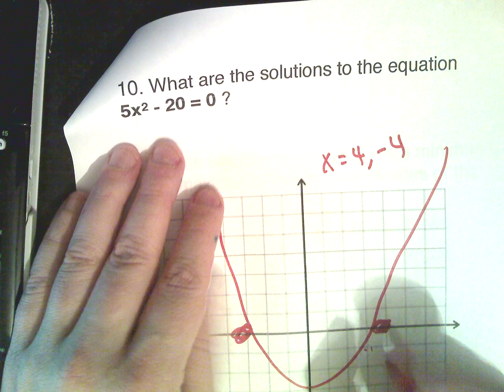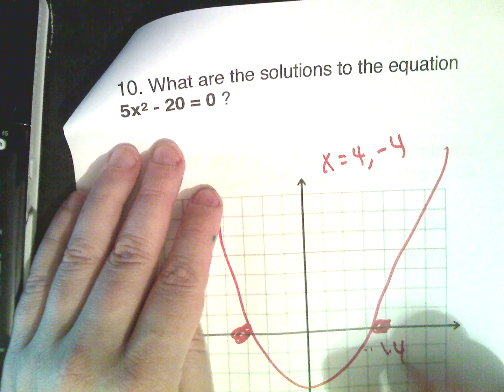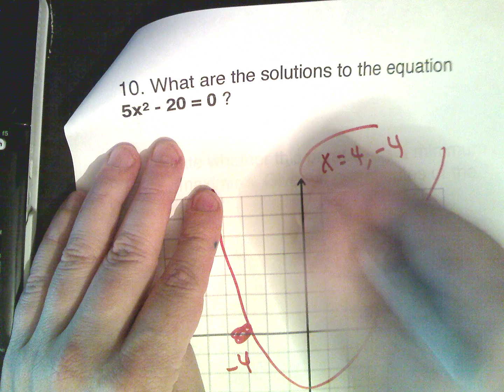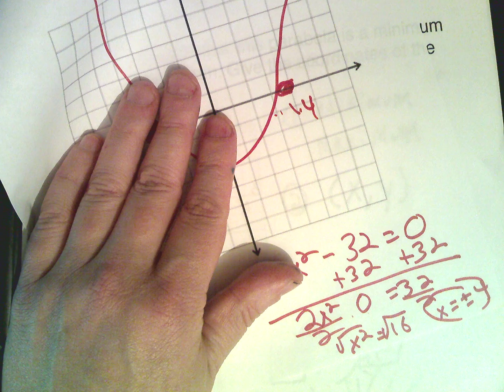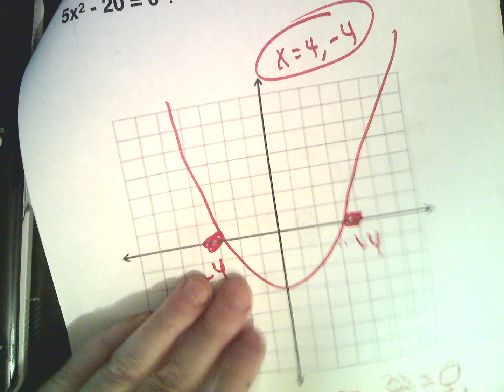Don't just draw the graph. You got to show me the numbers. If you're saying 4, highlight this is 4, -4. Or write it like this. Or write it like this at the bottom here. x equals plus or minus 4.